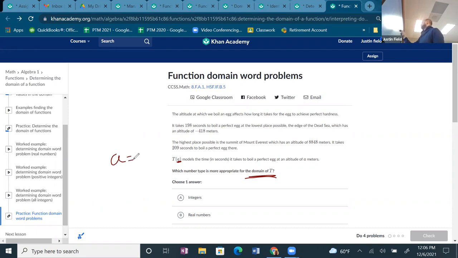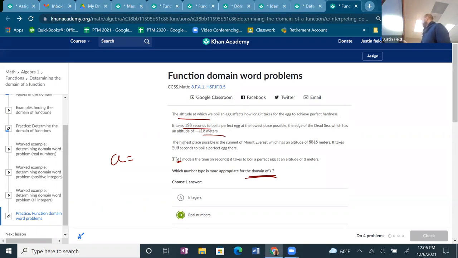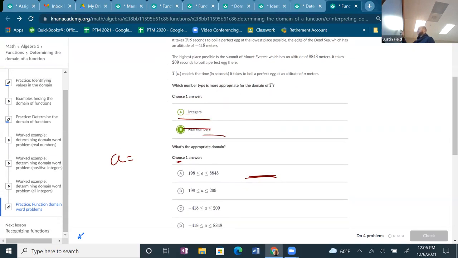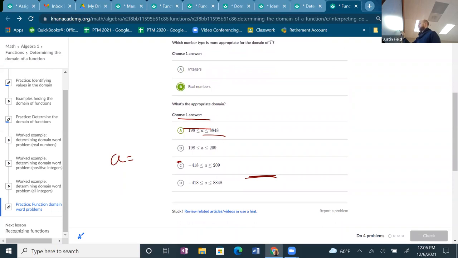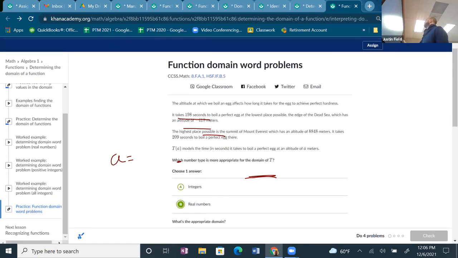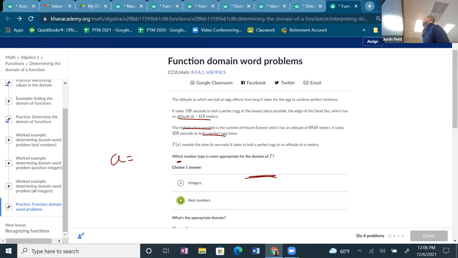I haven't even read it. We're talking about altitude of boiling an egg. We're talking about seconds. We're talking about meters. Well, there's no reason why either of those can't be all real numbers. Now, what is the domain? Now I gotta go forth and read it. All right. So let's see. Altitude takes on 198. The highest place, it takes 209. Okay.